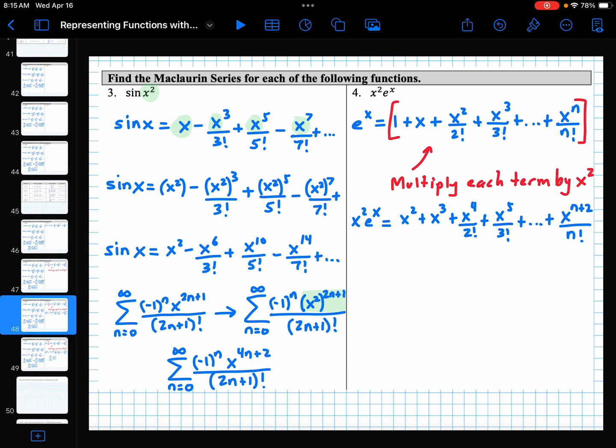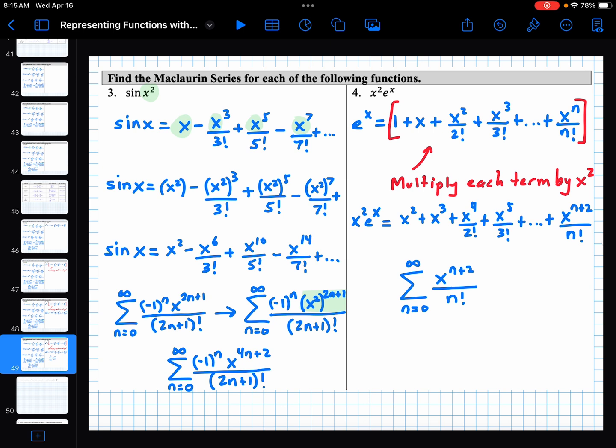And remember, if I multiply that last numerator, x to the nth, by x squared, when you multiply powers of the same base, you add the exponents, so that gives me x to the n plus 2. And once I have that x to the n plus 2 over n factorial, then I can easily write out my summation notation. And that's the game. That's the whole thing.